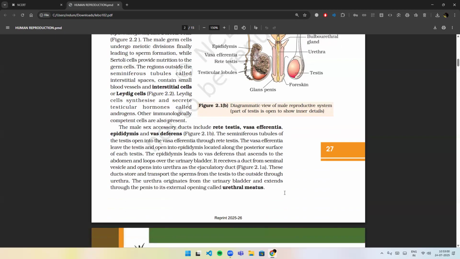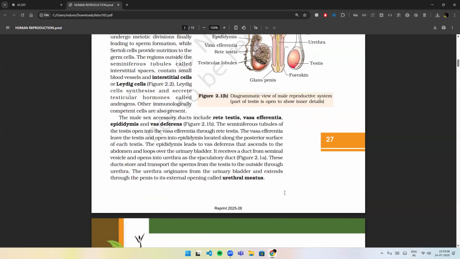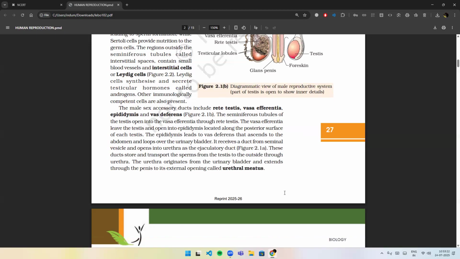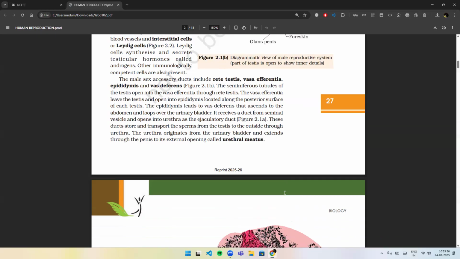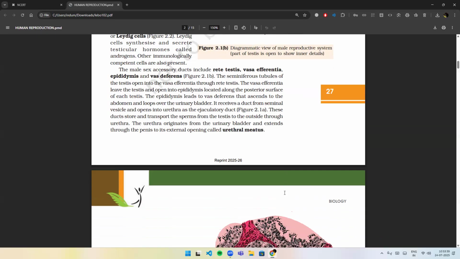The male sex accessory ducts include rete testis, vasa efferentia, epididymis, and vas deferens. The seminiferous tubules of the testes open into the vasa efferentia through rete testis. The vasa efferentia leave the testes and open into epididymis located along the posterior surface of each testis. The epididymis leads to vas deferens that ascends to the abdomen and loops over the urinary bladder. It receives a duct from seminal vesicle and opens into urethra as the ejaculatory duct. These ducts store and transport the sperms from the testes to the outside through urethra.